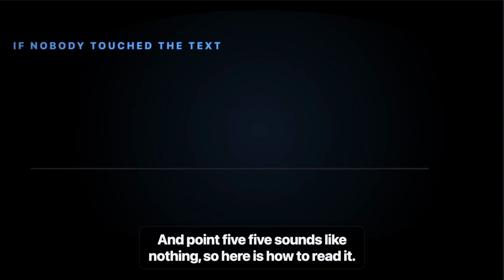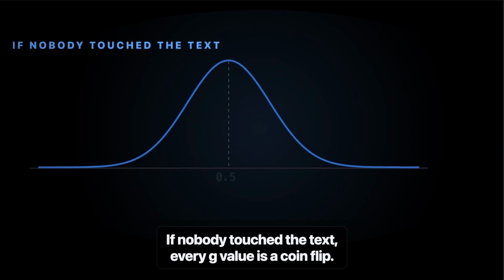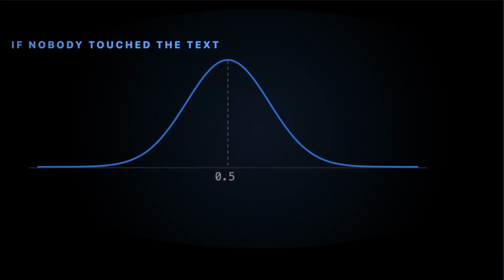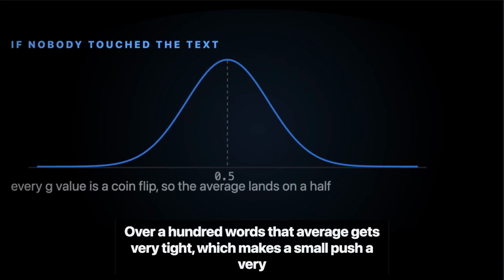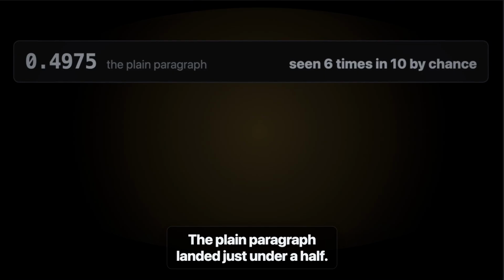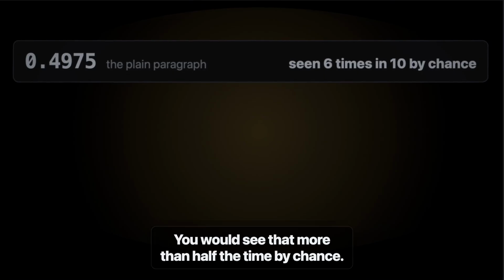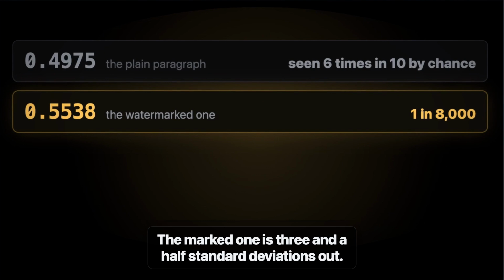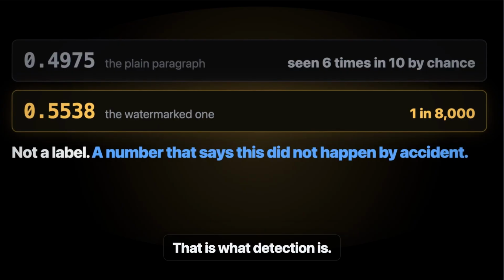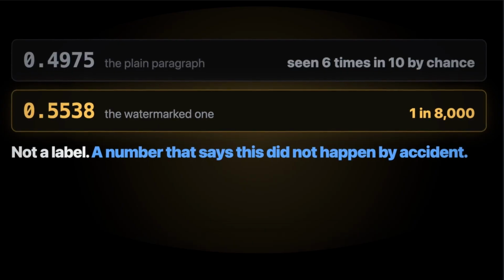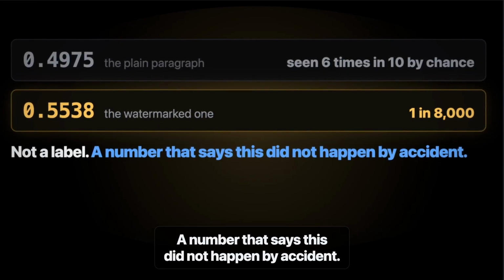And 0.55 sounds like nothing, so here is how to read it. If nobody touched the text, every G value is a coin flip, so the average lands on a half. Over 100 words, that average gets very tight, which makes a small push go a very long way out. The plain paragraph landed just under a half. You would see that more than half the time by chance. The marked one is 3.5 standard deviations out, about 1 in 8,000. That is what detection is. Not a label, a number that says this did not happen by accident.